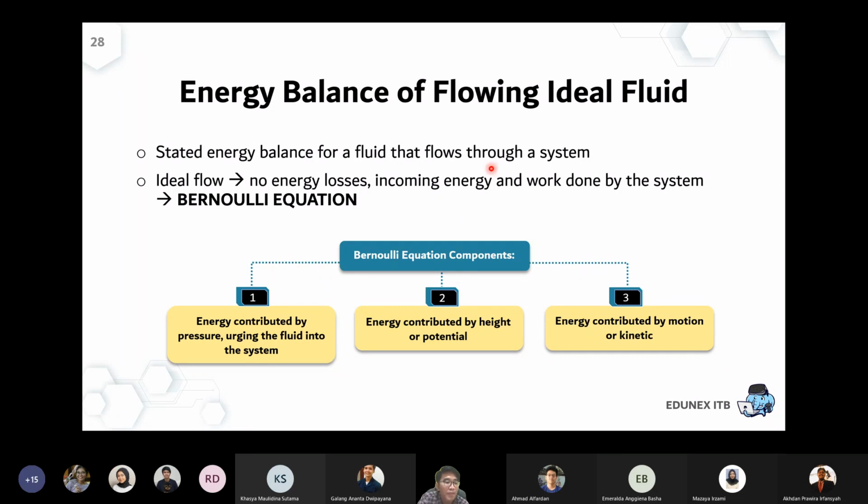Ya, jadi di persamaan Bernoulli itu Anda bisa mengasumsikan bahwa alirannya adalah steady state, then there is no energy loss, no incoming energy.